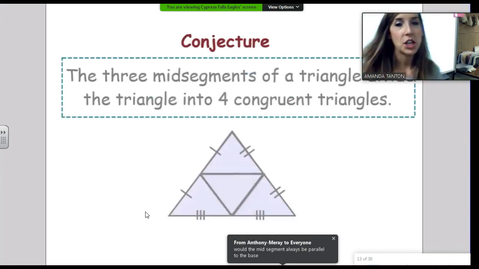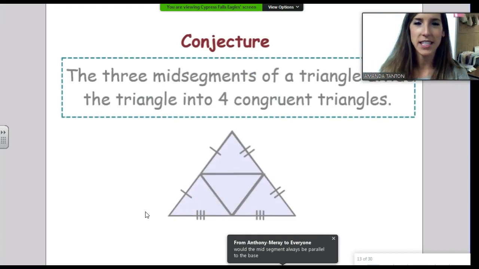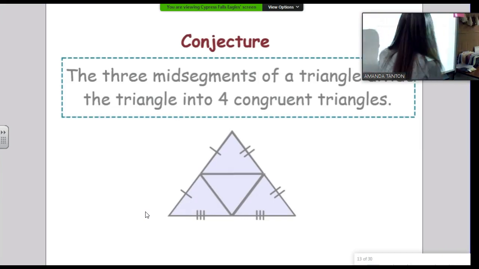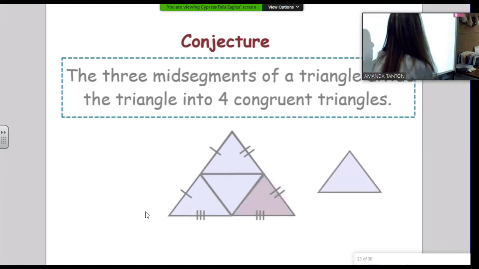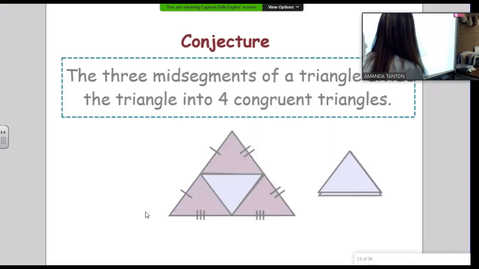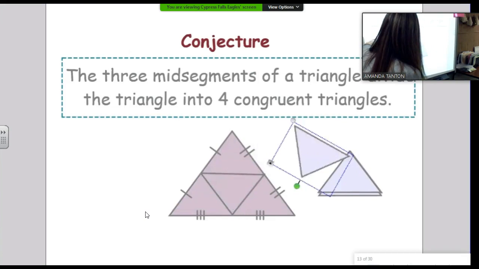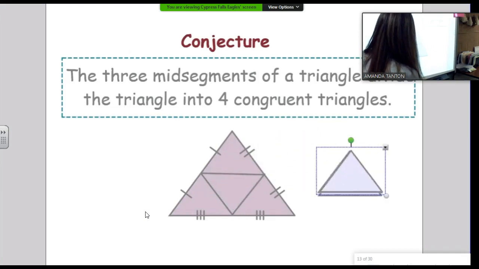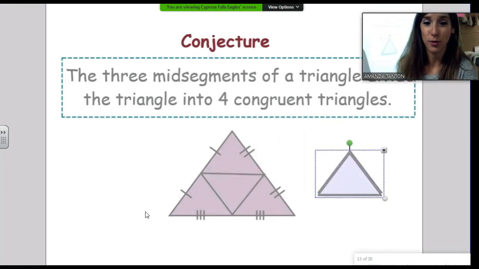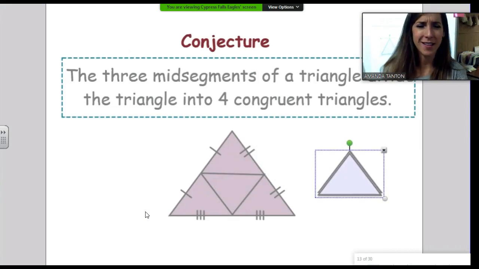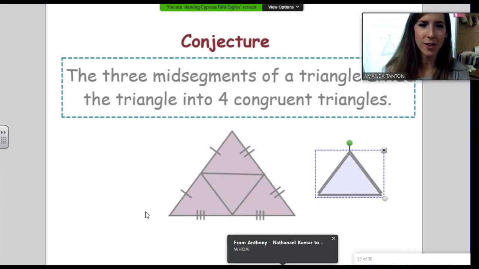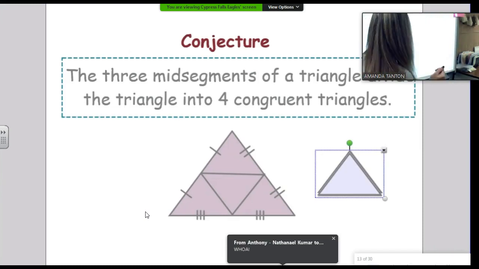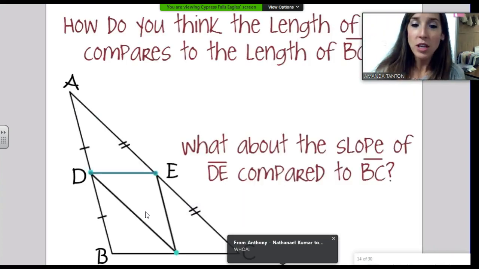So, you don't need to write this conjecture down. It's just like one of those is like, oh, that's cool. But since we're trying to make this lesson short, I'll just show you. When you draw all 3 midsegments, the 4 triangles that you create are all perfectly congruent. And you're like, okay, Miss Tan, big deal. Like, that's an equilateral triangle. Of course they're congruent. But what's cooler is when I show you one where it's not an equilateral triangle.